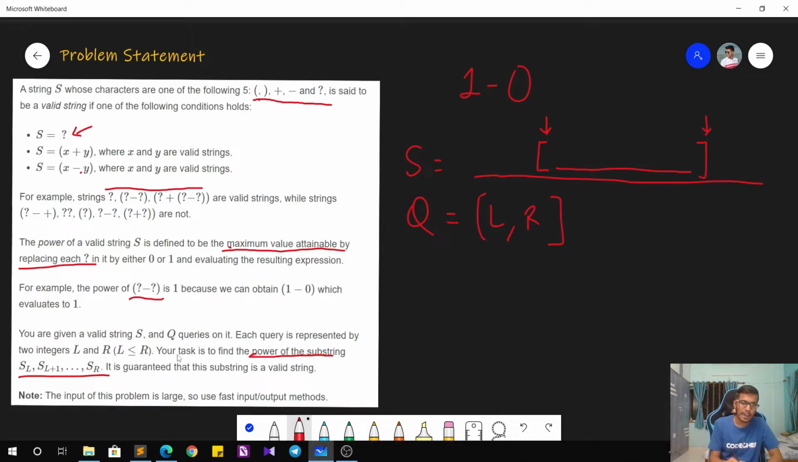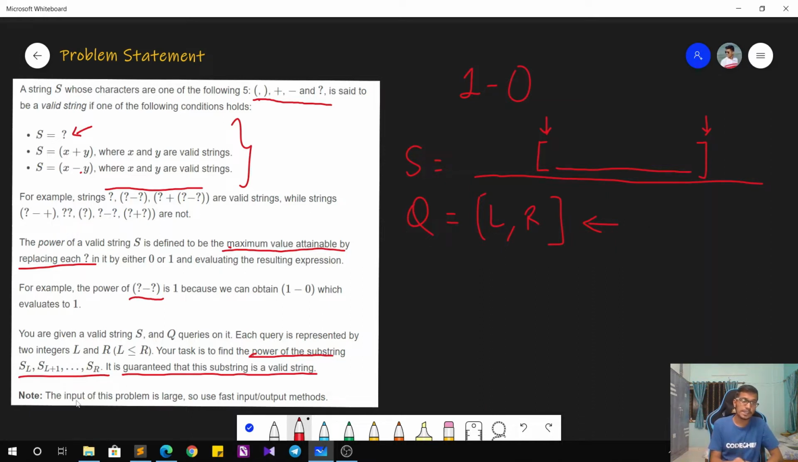Now it is also guaranteed that the given substring, that is from L to R, is a valid string, okay, according to these rules. So you don't have to worry, all the queries that will be given will be valid strings. So you can evaluate them by putting question marks as either 1 or 0. You will always get some answer. So all the brackets are going to be balanced in that string and so on. So this is basically the question.